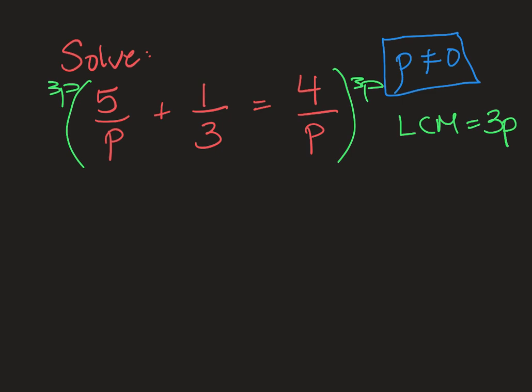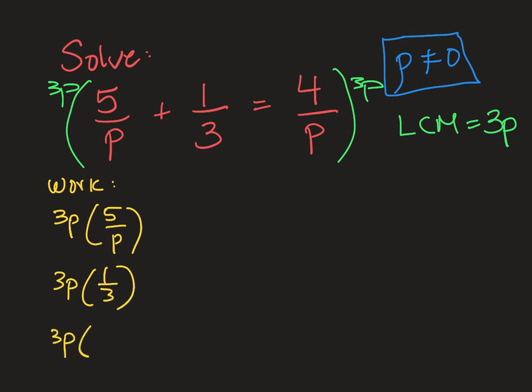So sometimes I go here on the side and do my work. My work means that I'm going to do 3p, showing my distributing over here. I'm going to do 3p times the first part of the equation, 3p times the second part, and 3p times the third part. So I'm doing 3p to all of these. And let's see what we get.